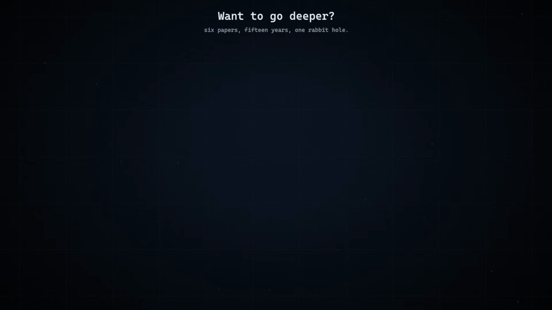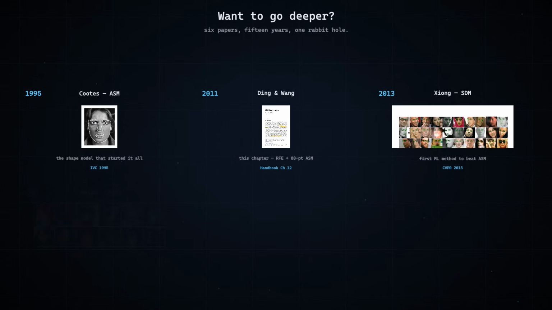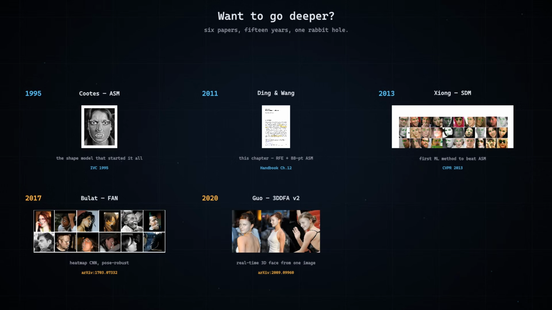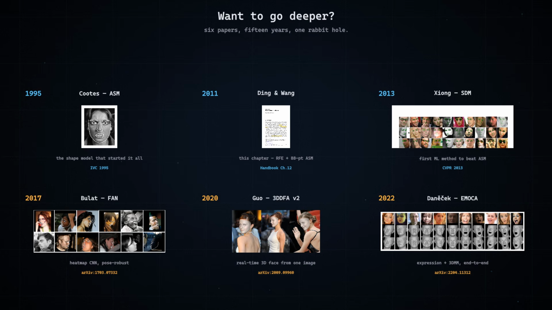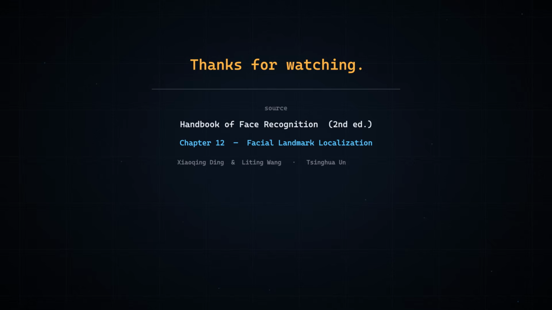6 papers, 15 years, 1 rabbit hole. Chapter 12 sits right in the middle of this trajectory, the bridge between the classical era and everything that came after, where landmark localization started, and where it's going.